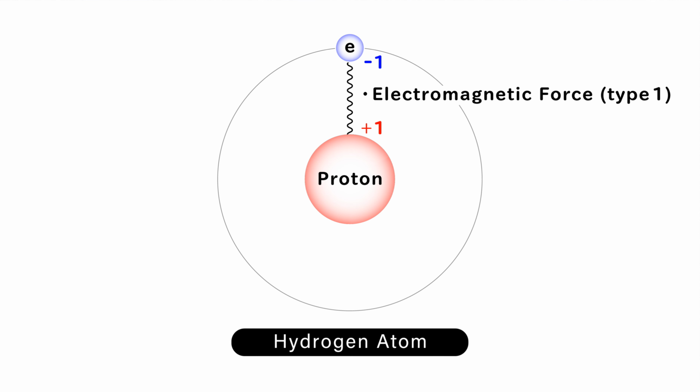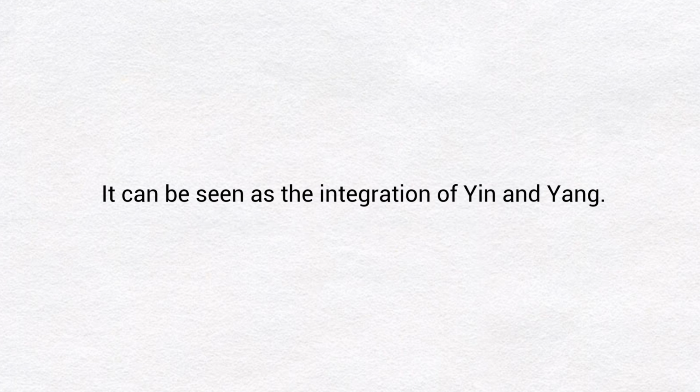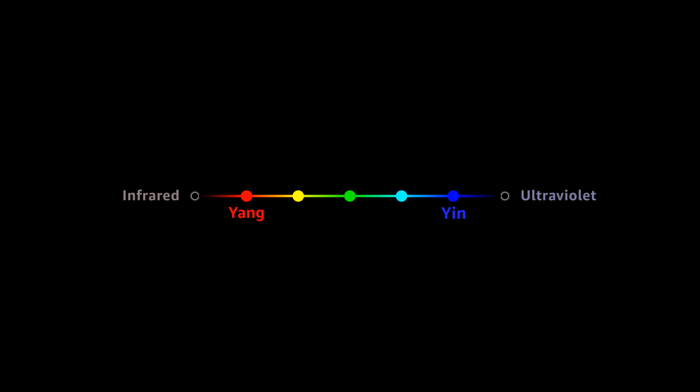These two particles are connected by the electromagnetic force to form a hydrogen atom, as illustrated. As we can see, the electromagnetic force combines negative charge and positive charge. It can be seen as the integration of yin and yang. Related to this, the essential aspect of type 1, which is brilliancy, represents the totality of yin and yang. In this figure, the warm color, which represents yang, is illustrated on the left side. On the other hand, the cool color, which represents yin, is illustrated on the right side.